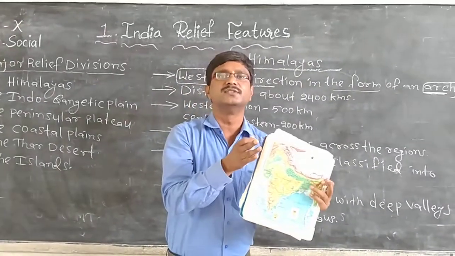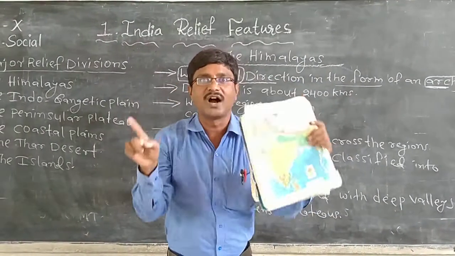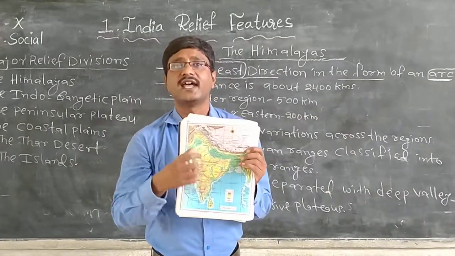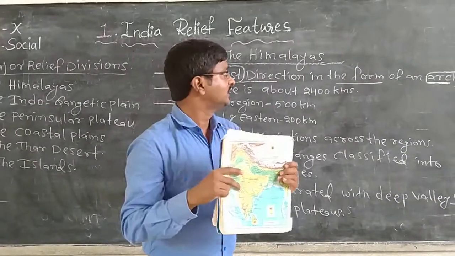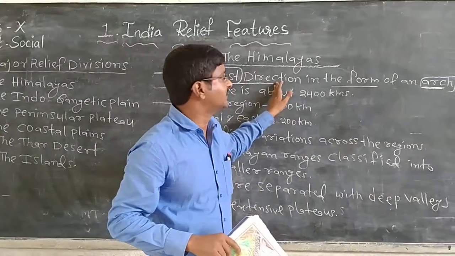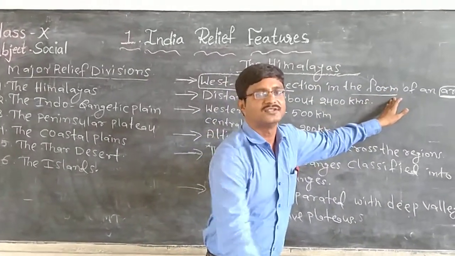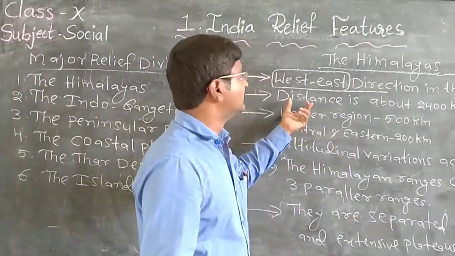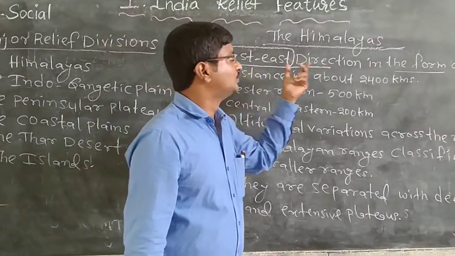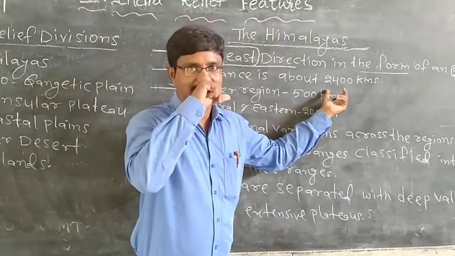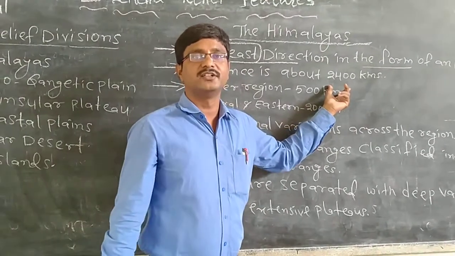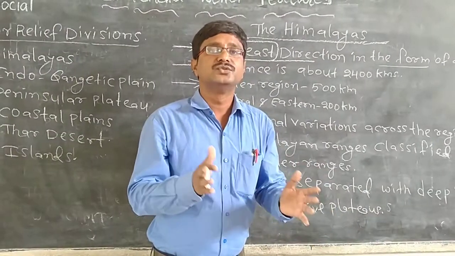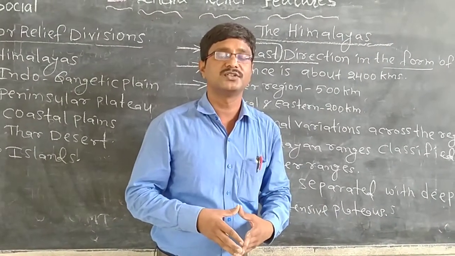See, when we go to temples, near the temple we will find some arch, no? Like that, Himalayan mountains are looking like an arch. So the Himalayan mountains are running from the west to east direction in the form of an arch. Do you know how many kilometers they cover in our country? The distance of the Himalayas is about 2,400 kilometers. It means the Himalayan mountains spread almost 2,400 kilometers. That much distance they have covered.